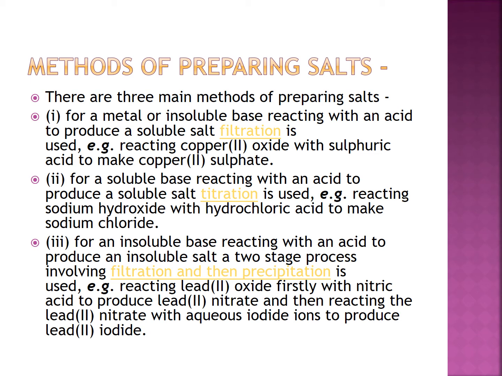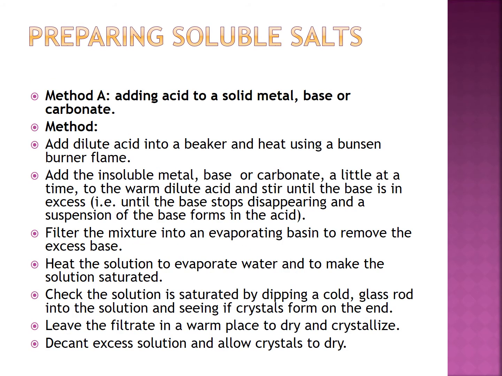Number three, for an insoluble base reacting with an acid to produce an insoluble salt, a two-stage process is involved. Filtration and then precipitation is used. For example, reacting lead-2 oxide firstly with nitric acid to produce lead-2 nitrate, and then reacting the lead-2 nitrate with aqueous iodide ions to produce lead-2 iodide. Now we will discuss the methods to prepare soluble salts.